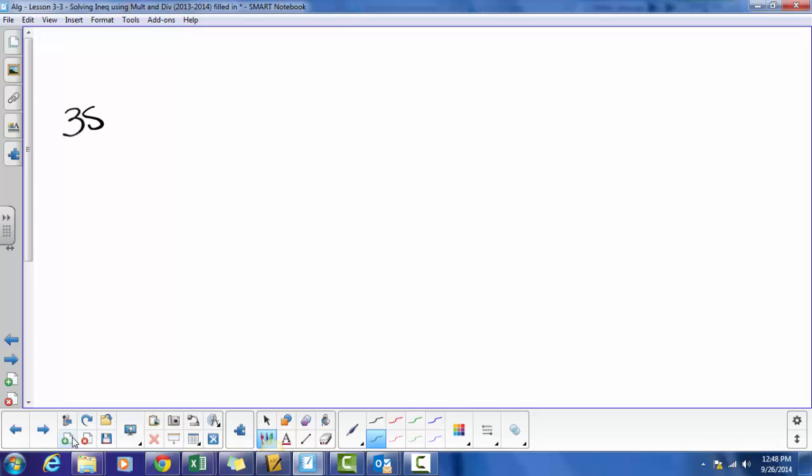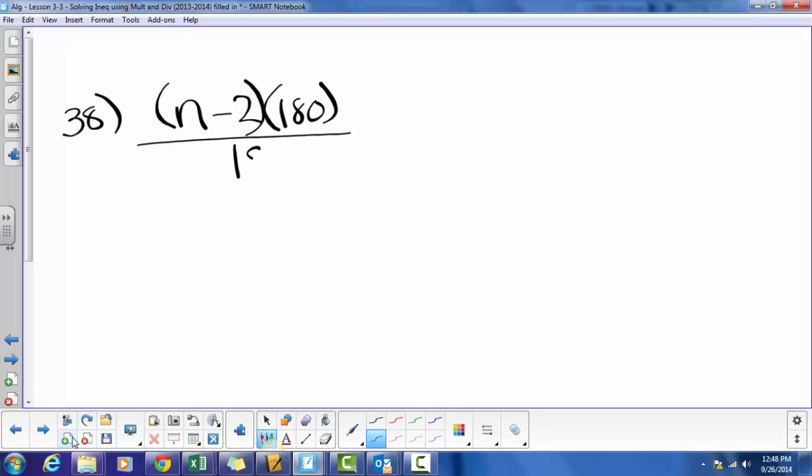Number 38 says, Miles says that he measured an angle of a regular polygon to be 130 degrees. Explain why this result is impossible. Okay? So he measured one angle. So that means (n minus 2) times 180 divided by n equals 130.